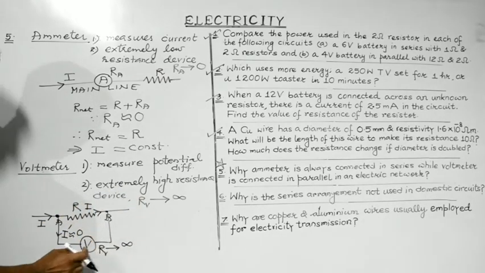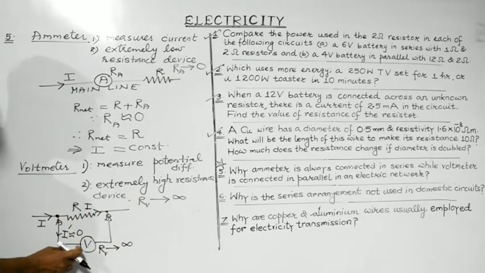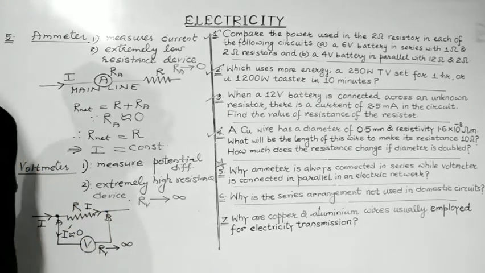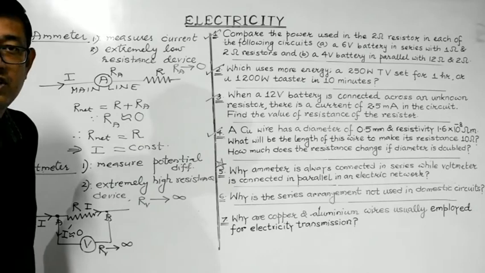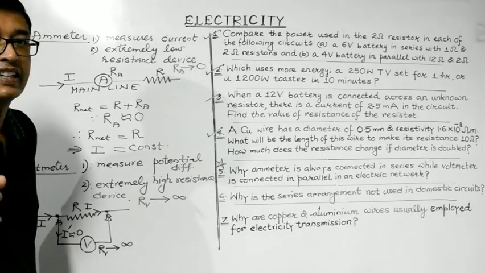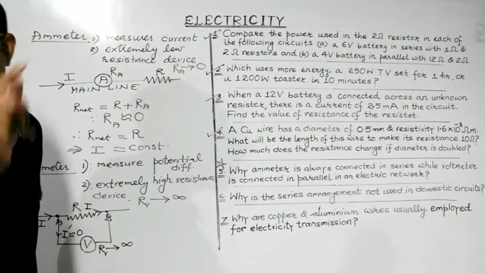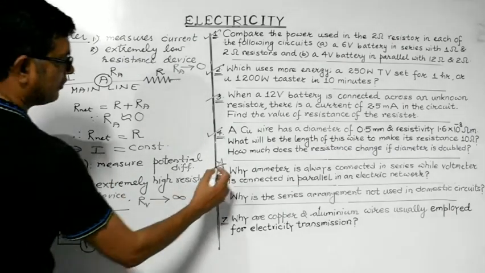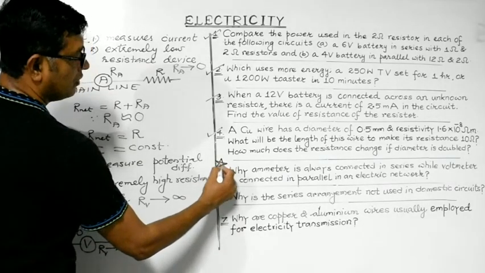Isn't it? So now it will be able to give the actual value of the potential difference across the points AB, which is I into R. Clear, students? So this is the very reason why voltmeter is always connected in parallel to an electrical network. Clear? So this was a very, very important question.